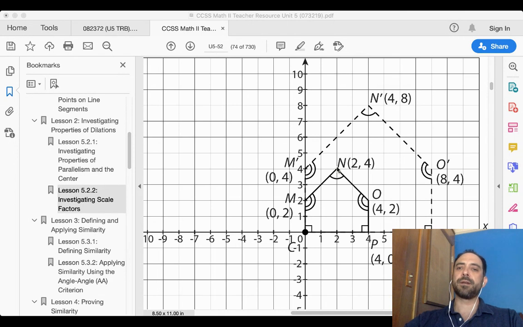All right. So look, N is 2,4. N prime is 4,8. So let's see. How do we go from 2 to 4? We multiply by 2. 4 to 8, multiplied by 2. Again, scale factor of 2. Okay. Now we have O here. We have 4,2. We go to 8,4. That also is a scale factor of 2, multiplying by 2. 4,0 to 8,0. That's multiplying by 2. So it looks like, yes, shape CMNOP and its image C prime, M prime, N prime, O prime, P prime, that shape is larger, and it's 2 times larger. The scale factor is 2.